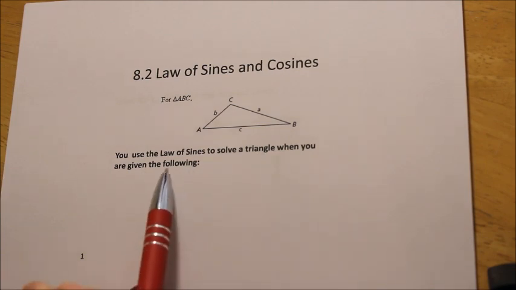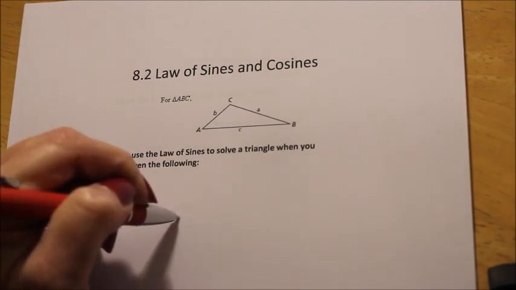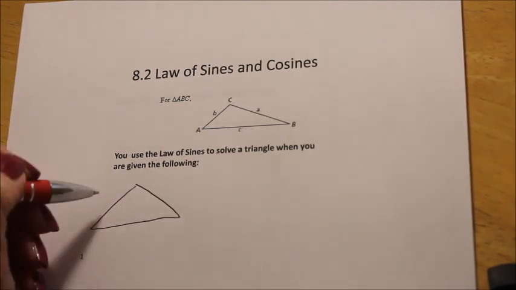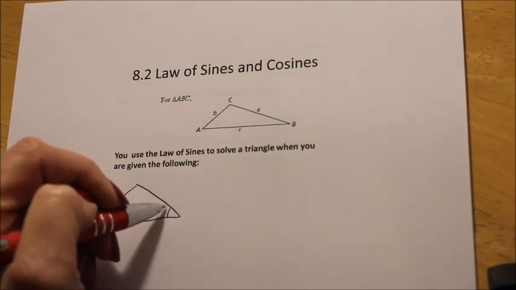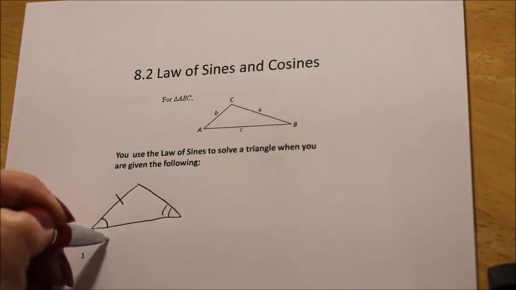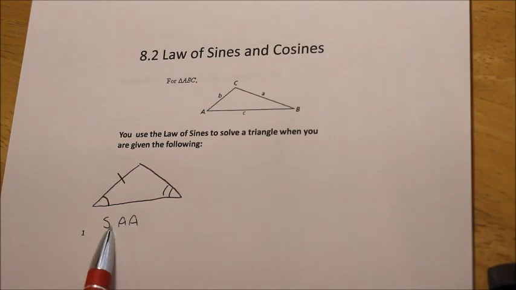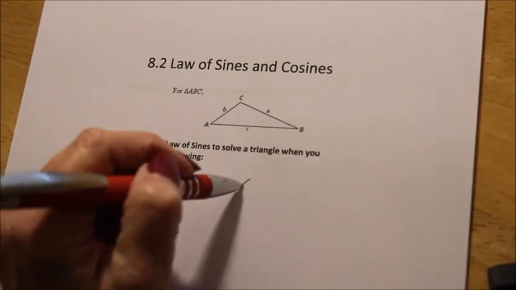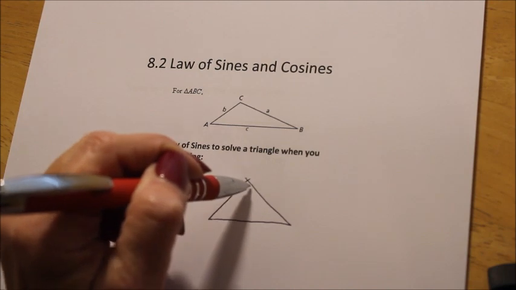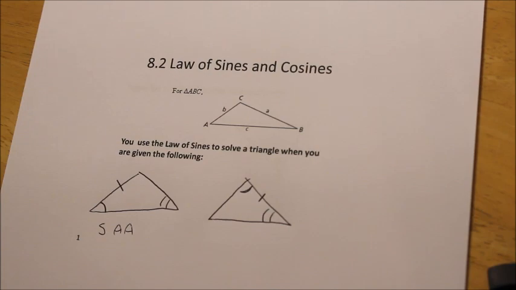If you have the following information given, so let's just draw any old triangle here. Let's say we have a side, we know an angle, and we know another angle. So that would be side, angle, angle. I don't know if you remember that from geometry, or you could say angle, angle, side. That's the information that you could use the law of sines. The second case scenario that you could use the law of sines would be if you look at the given information and you have two angles and a side.